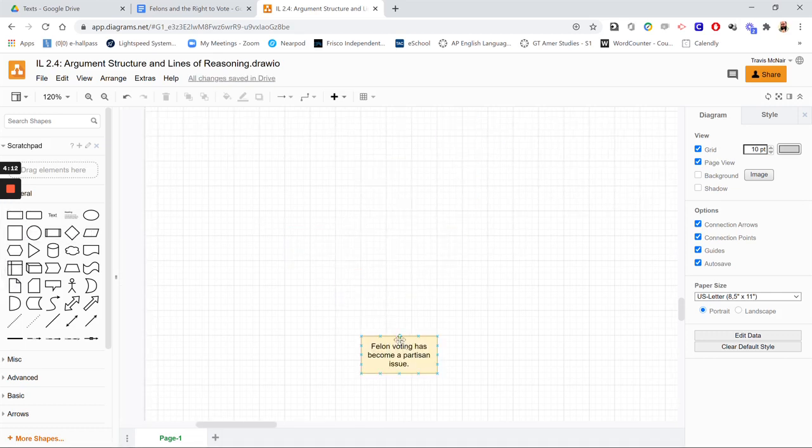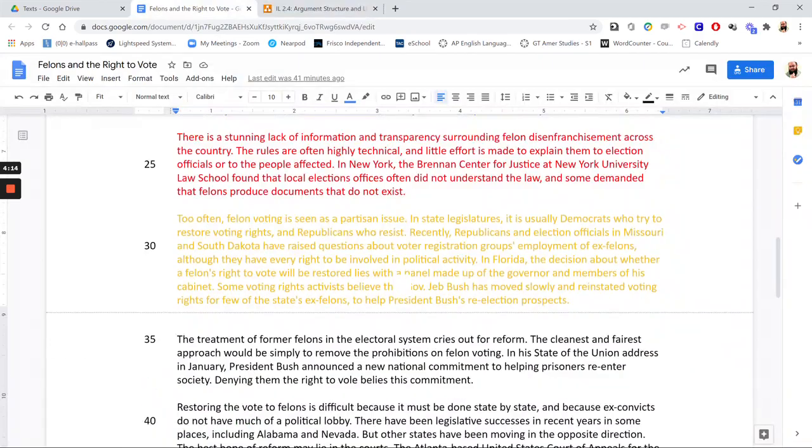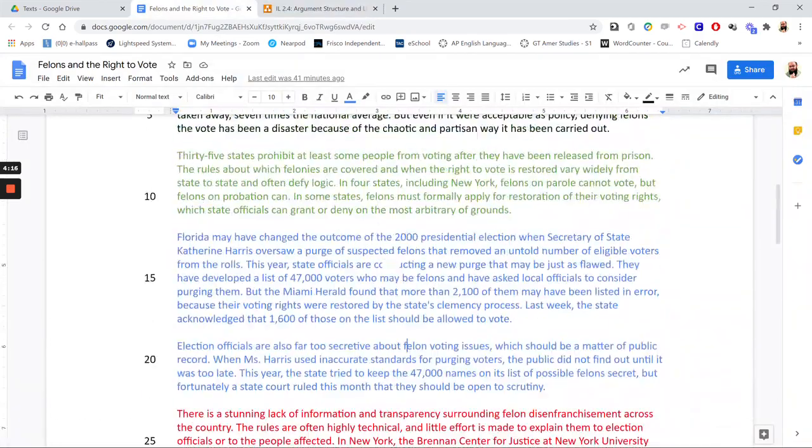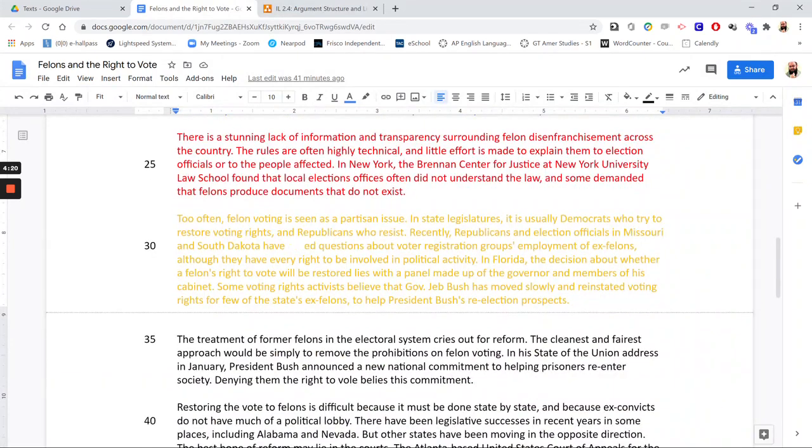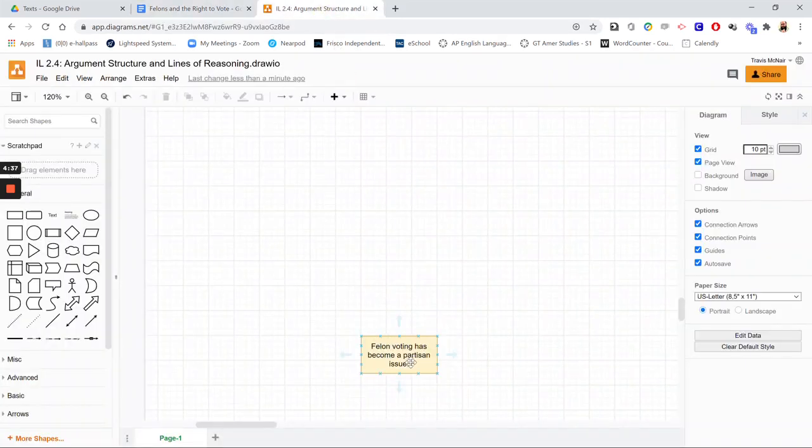And finally, we come to our yellow paragraph here. The longest single paragraph, probably not the longest argument, maybe blue is, but here we go. Talking about how felon voting rights has become a partisan issue. It gives us a couple of premises for that: it's usually Democrats who are trying to restore voting rights, and usually Republicans who resist. So that's going to be the two premises supporting our claim here.